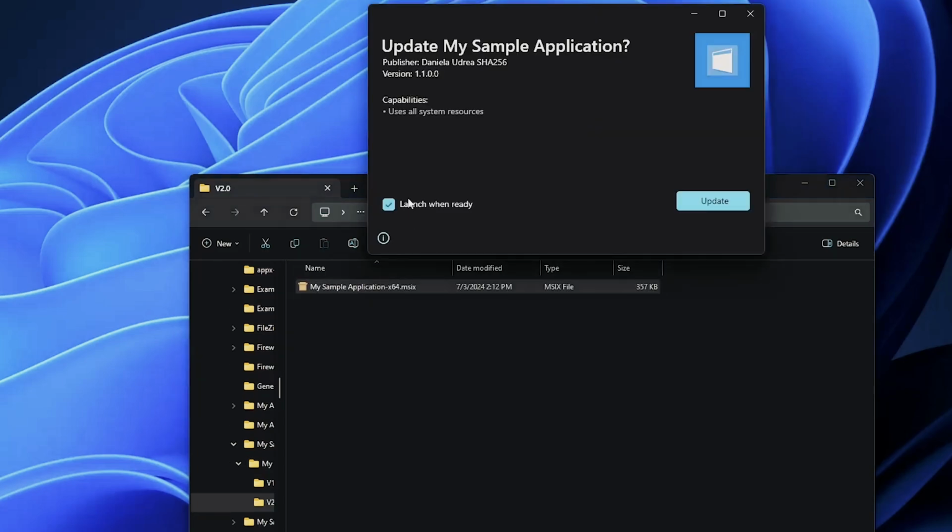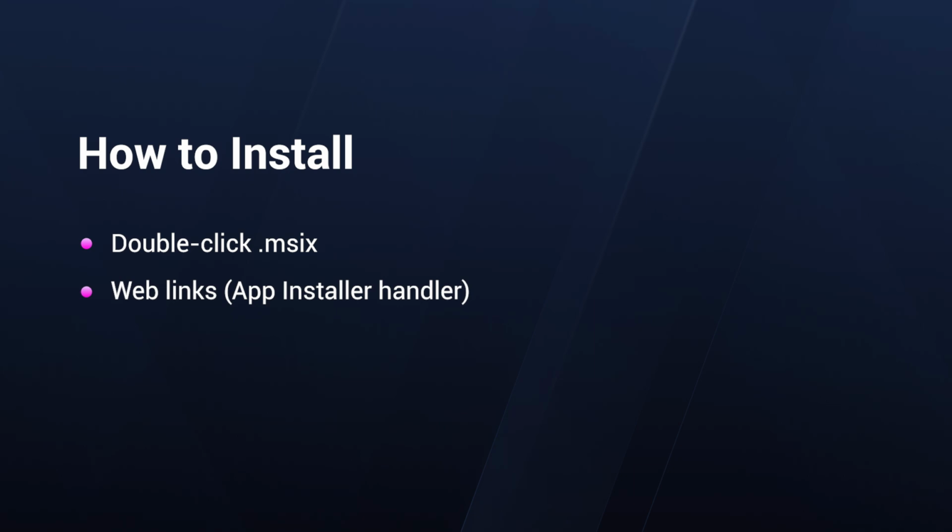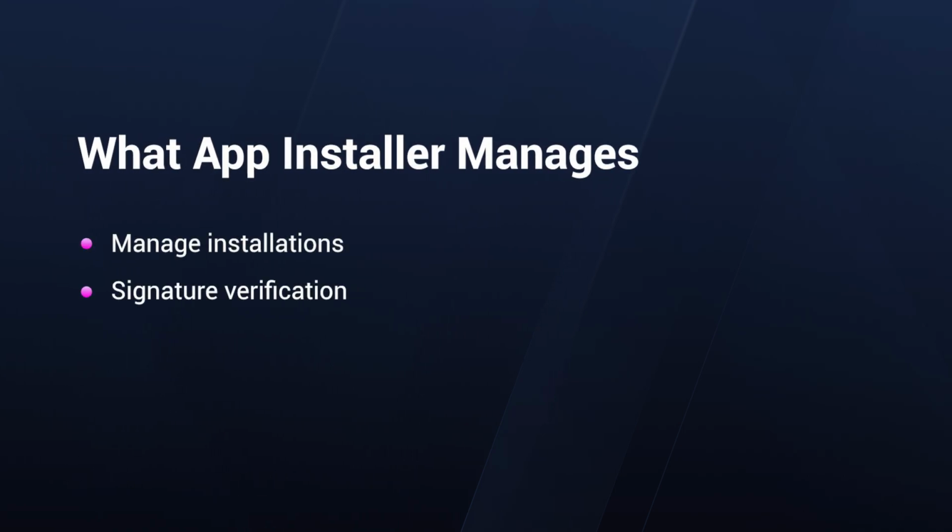Now, if we want to update, when we double click our MSIX, you see that it's changed and it's asking us if we want to update our application with a new version, with the new capabilities, if they're added, and that's it. You can click update, and that's pretty much it. The App Installer is included with modern versions of Windows, but can also be downloaded from the Microsoft Store for earlier versions. It allows users to install applications by double-clicking the MSIX files or clicking on web links that use the App Installer handler. So with the App Installer, we can manage the installations, verify package signatures, and handle dependencies.